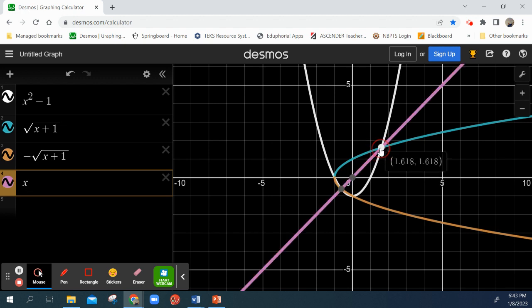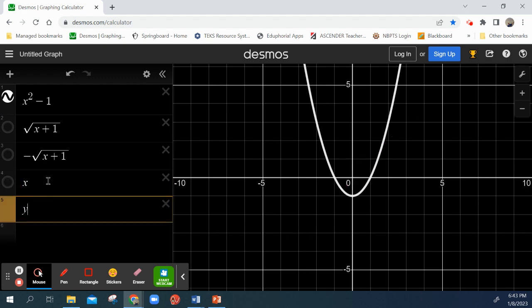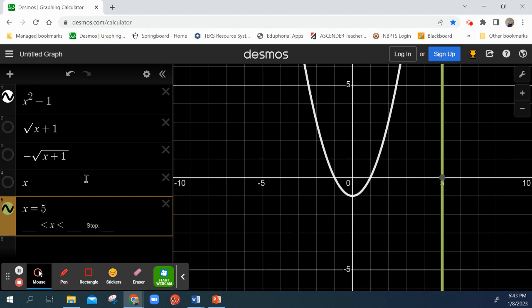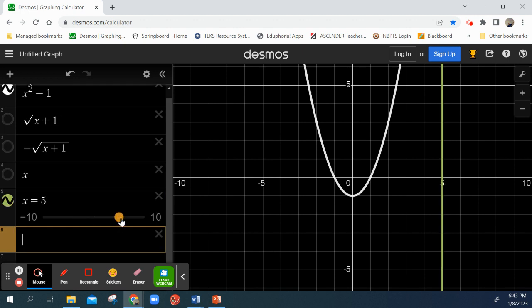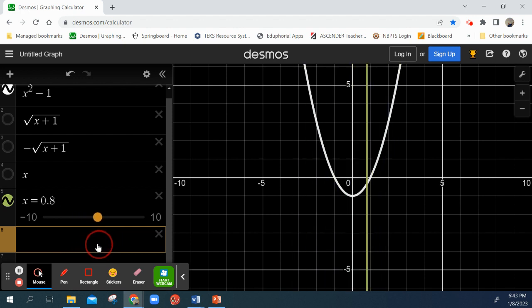And again, we see the clear symmetry here, right? It's exactly symmetrical the way it's supposed to be. So that tells us that they are in fact inverses. Right now, let's talk about vertical and horizontal line tests. So I'm going to erase my inverse for a minute here. And I'm going to input x equals 5. Okay, so I have to do that to pull up a slider. So does it pass the vertical line test? Yes. So obviously x squared minus 1, that is a function.